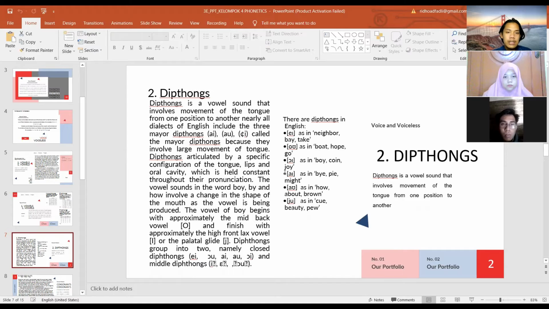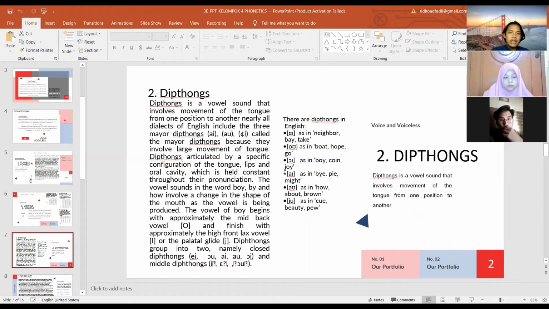The vowel sounds in the words boy, buy, and how involve a change in the shape of the mouth as the vowel is being produced. The vowel of boy begins with approximately the mid-back vowel and finishes with approximately the high front vowel, or the palatal glide.